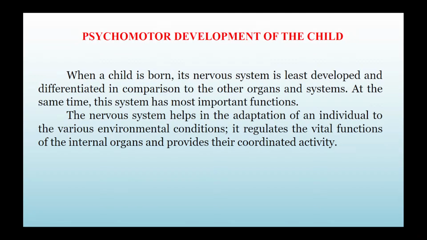Psychomotor development of the child. When a child is born, its nervous system is less developed and differentiated in comparison to the other organs and systems. At the same time, the system has the most important function. The nervous system helps in adaptation of an individual to various environmental conditions. It regulates vital functions of internal organs and provides their coordinated activity.